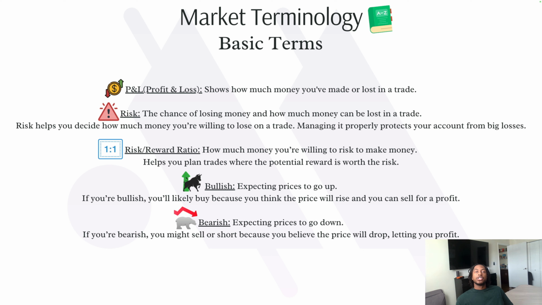So then you have bullish and then bearish. Bullish and bearish are just simply biases. They're not necessarily an action. Like buying and selling is the action. Bullish and bearish is a bias or an opinion on where you think the stock market is going to go. So bullish means that you believe the stock market is going to go up, and bearish means that you believe the stock is going to go down.